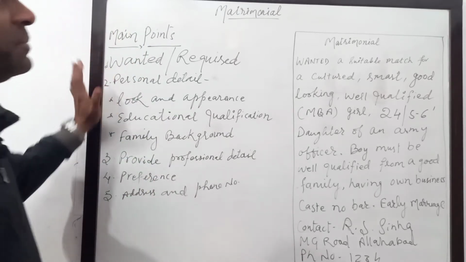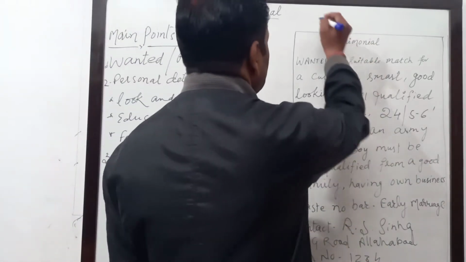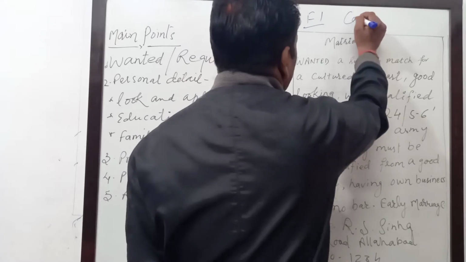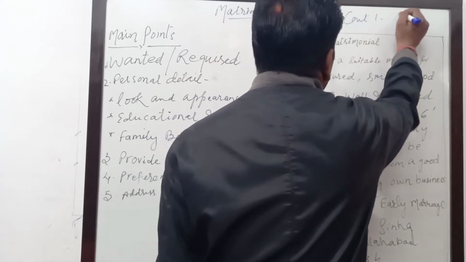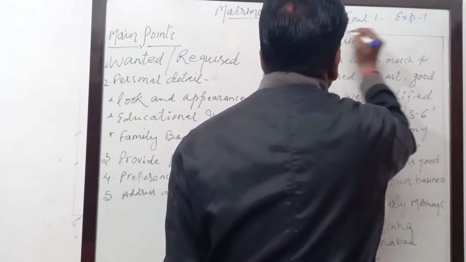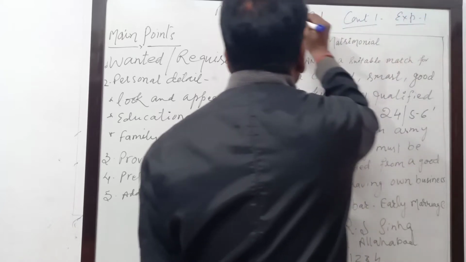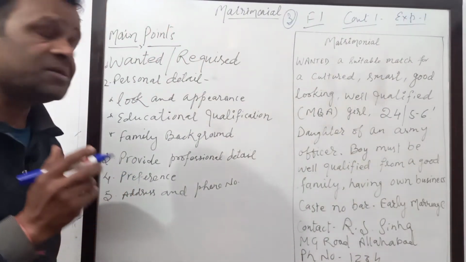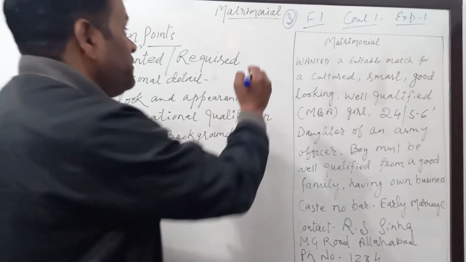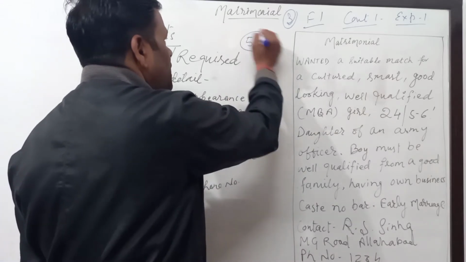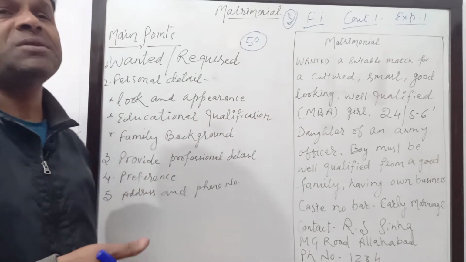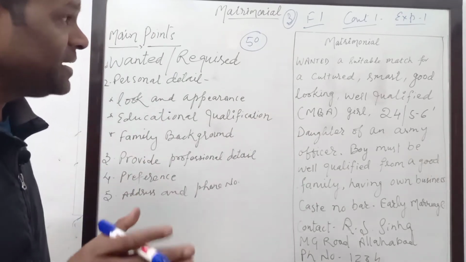First of all, remember certain points: it is of 3 marks. 1 mark is for format, 1 mark is for content, and 1 mark is for expression. Keep in mind that the marks are 3, it is a short composition, and the word limit is also prescribed, that is 50 words. You are not allowed to exceed the word limit. If it goes beyond 50 words, your marks will be deducted.